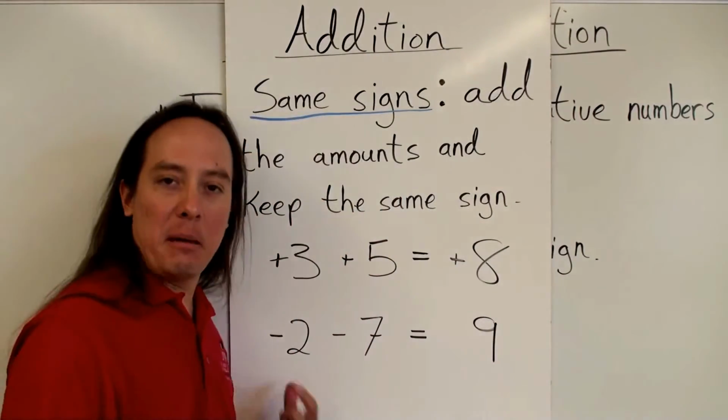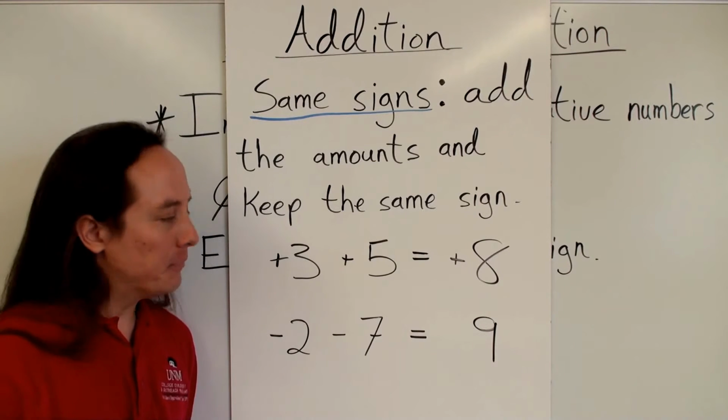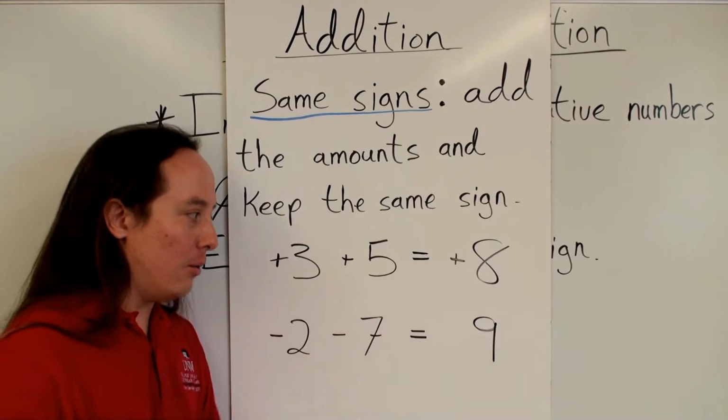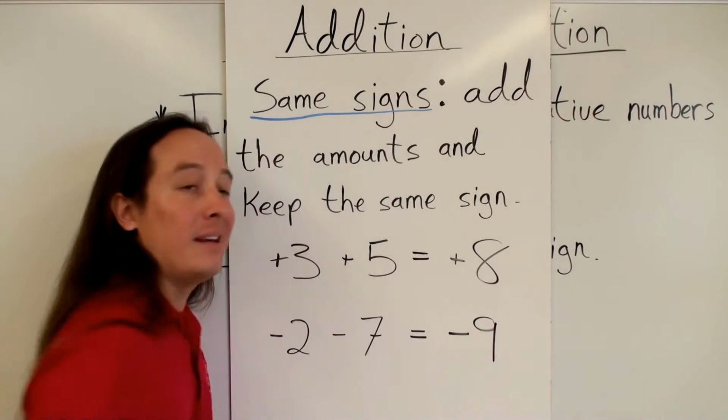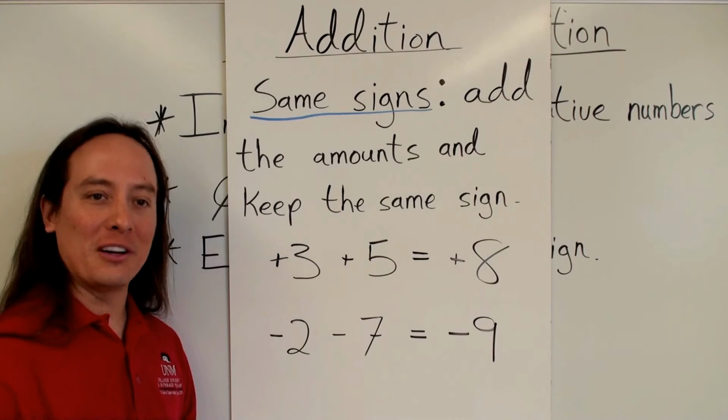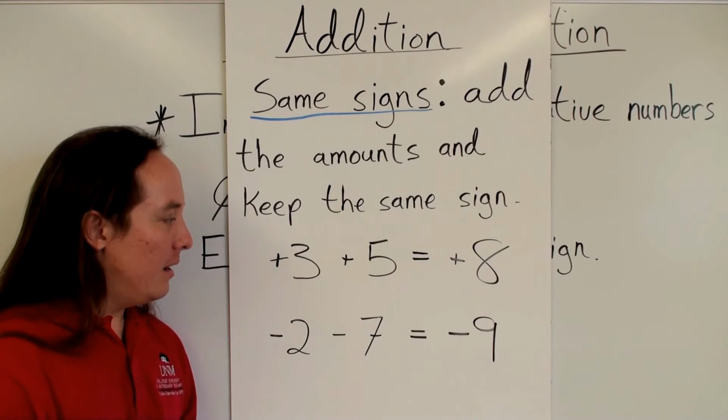You can think about this maybe like paying bills or owing money. If you owe $2 and you owe 7 more, you still owe $9, right? So it's a negative amount. You're in the hole $9, for example. Okay? So this is the first step.